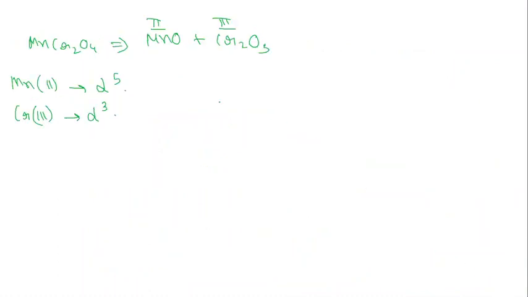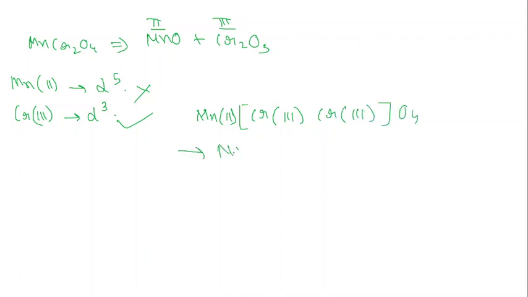Now another question. Here also the same thing. It's not getting any stabilization, but here it's getting stabilization, so it wants to be in the octahedral field. Mn2+ will be in the tetrahedral. O4. Normal spinel.